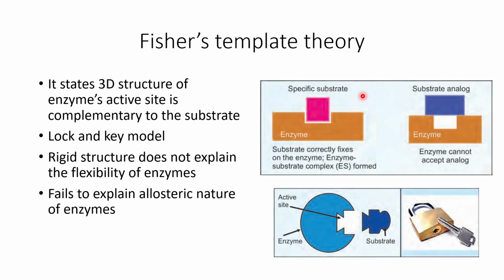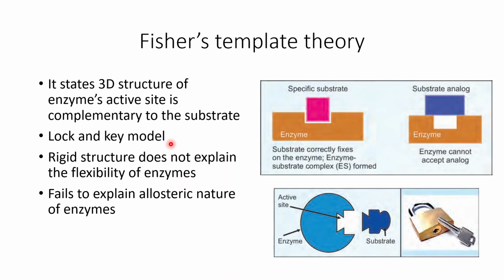Okay, so similarly you can see over here this particular substrate, the active site is complementary to this substrate, whereas if this is the shape or structure of the substrate, then the active site of the enzyme is not complementary. This is more like a lock and key. The key is very specific to the lock. Similarly, the substrate is very specific to the active site of the enzyme. So that is why this theory is also known as the lock and key model.